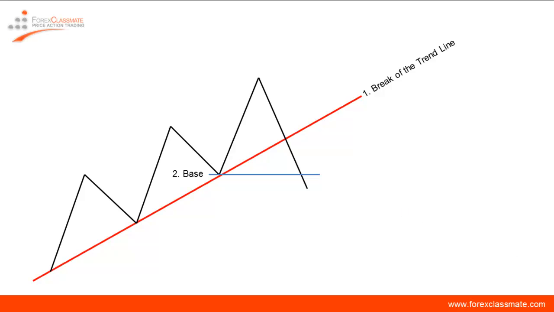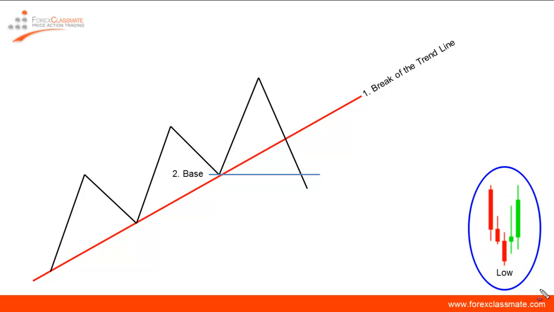So once we've broken the baseline, what we now need to do is look for a low point that forms below the baseline. And if we just take a quick look at this diagram right here, when we're looking for a low point, what we need to do is form 2 candles to the right of a low candle.